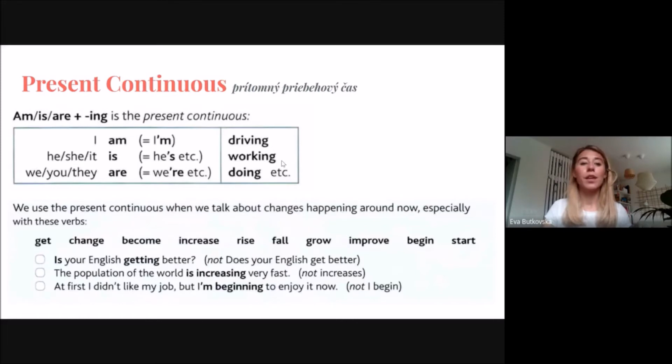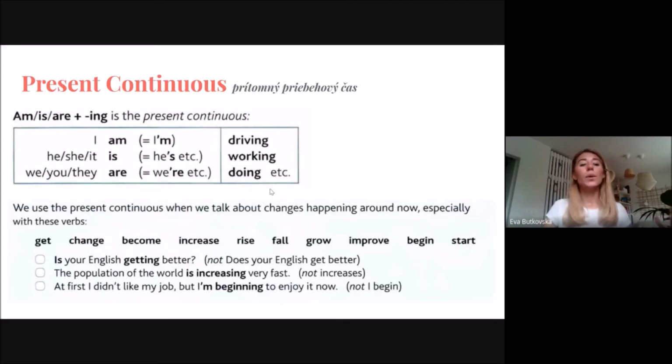So for example, I am driving at the moment, or she is working at the moment. They are doing homework at the moment, for example. So always remember: pronoun, the correct form of the verb to be, and the desired verb in the ing form.